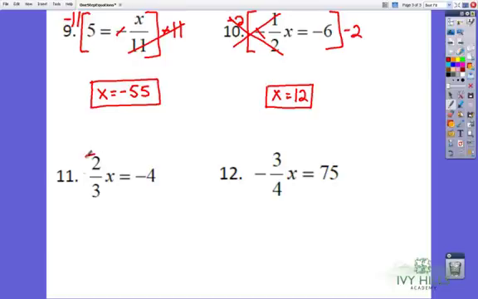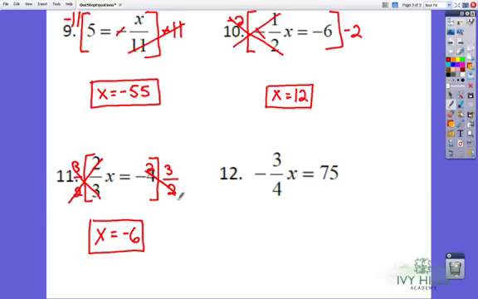For number 11, I have 2/3 times x equals negative 4. In order to get rid of the 2/3, I will have to multiply both sides by the reciprocal 3/2. That will cause my fractions to cross cancel. I'll be left with x equals, well, these can cross cancel as well, so I will be left with negative 2 times 3, which is negative 6. So they can cross simplify. The 4 and the 2 cross simplified would leave me with a 2, and the 2 will cancel itself out.